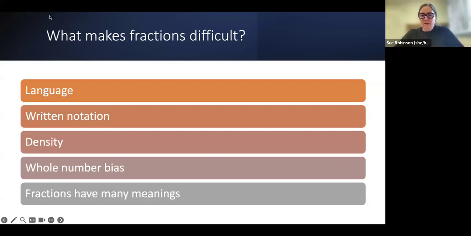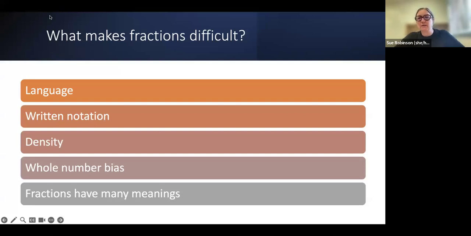Density of fractions is something that is quite challenging for students. With whole numbers, take any 2 consecutive whole numbers, and there are no whole numbers in between those 2 consecutive whole numbers. So 2, 3, there is no whole number that can be found between the numbers 2 and 3. But we can take any 2 fractions, and we can find another fraction in between.